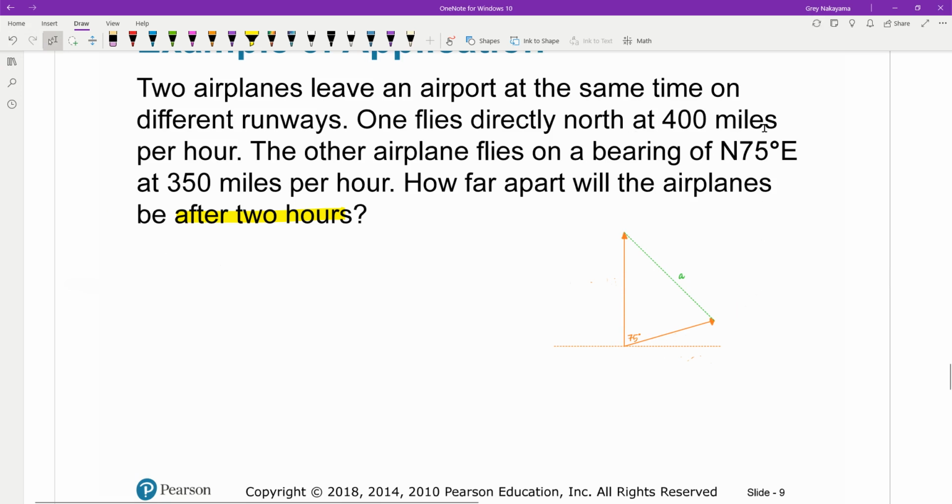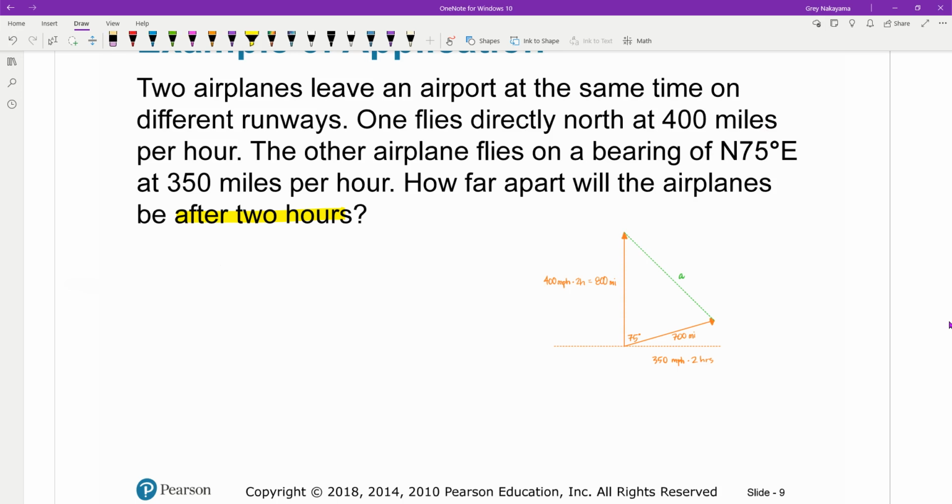Okay, it's 400 miles per hour, y'all, but we want to know after 2 hours. So that's 400 miles per hour at 2 hours, which means that this is a distance of 800 miles. And down here, we have 350 miles an hour for 2 hours. So that length is 700 miles. So now I have two sides and the angle in between them. In other words, I do not have a pair.